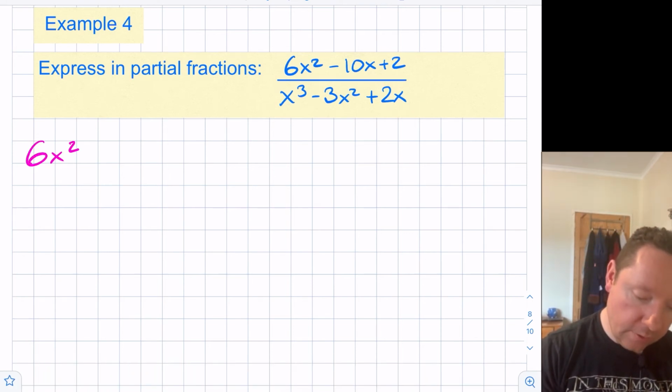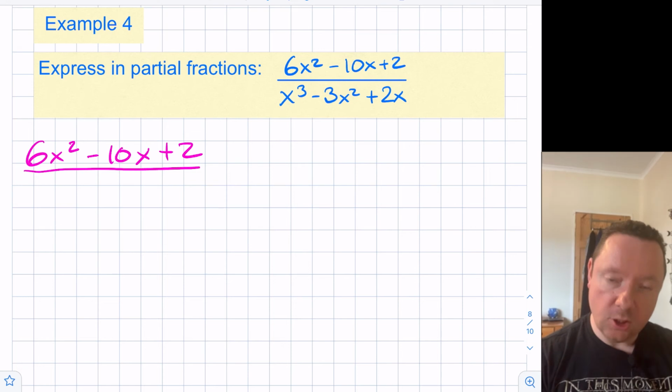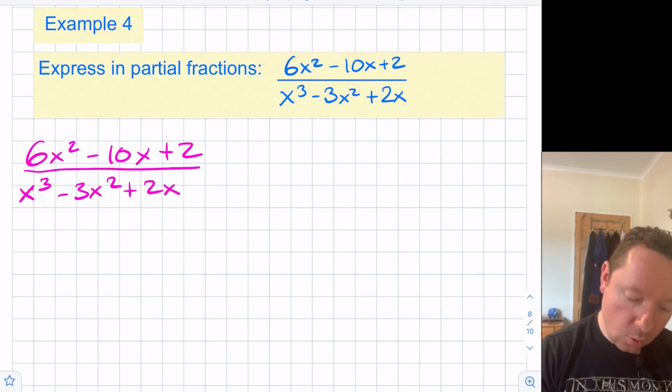Now, as you're going through this, if your top one can be factorised, you're going to have to check that it can be. Most of the time it won't be able to do, but just double check. We can't actually factorise the top. It's the bottom that's important because that's not linear. So keeping our top as it is.